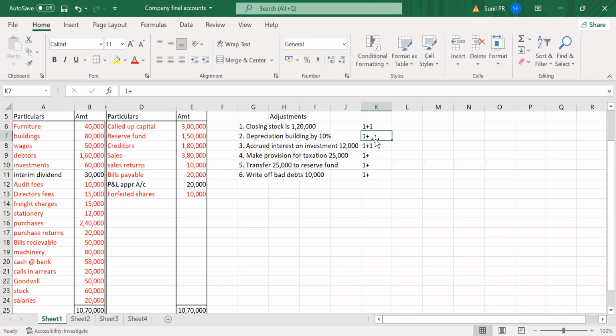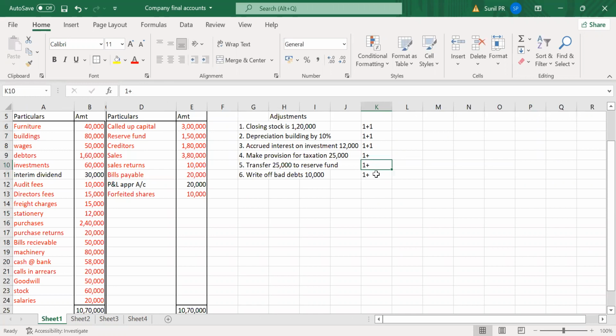Depreciation on building, closing stock is done. So now depreciation on building, we have done it. Make provision for tax, it will come under balance sheet. Now we are going to take reserve fund transfer. Once we have already taken it in the balance sheet.